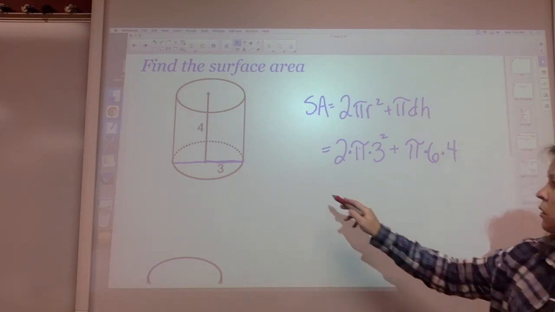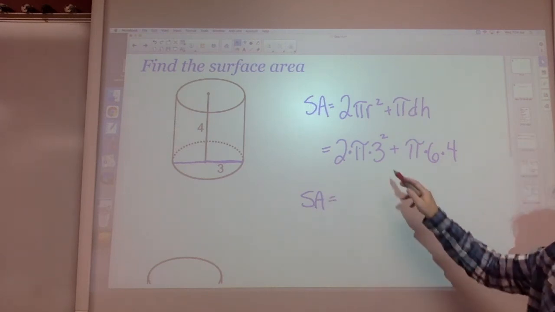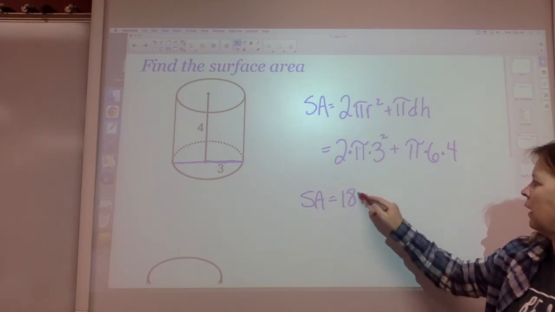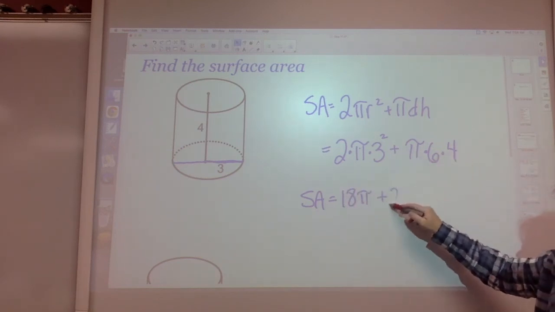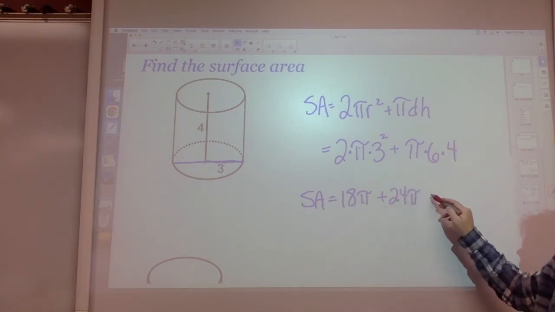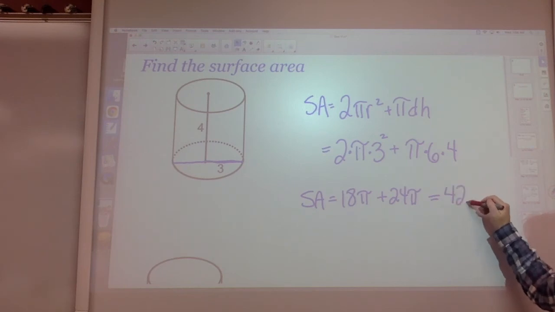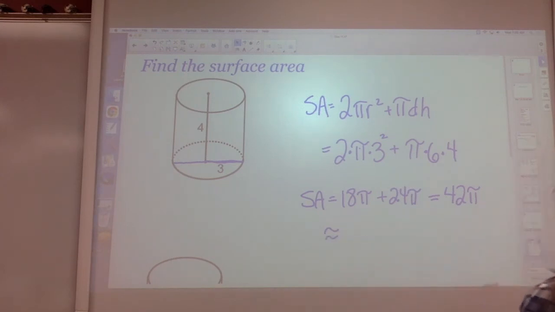Now we're going to do this two ways. The first way is to get the exact answer. 3 squared is 9. 9 times 2 is 18 pi. Plus 6 times 4 is 24 pi. And that, as a final answer, you would take 18 plus 24, which is 42 pi. That's the exact answer. The approximate answer is, you would multiply that all out.